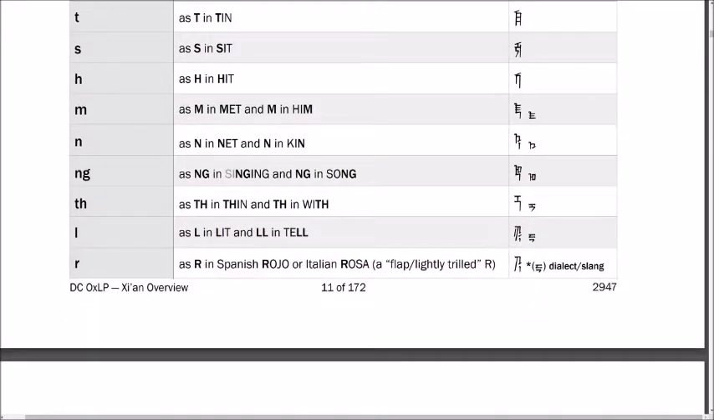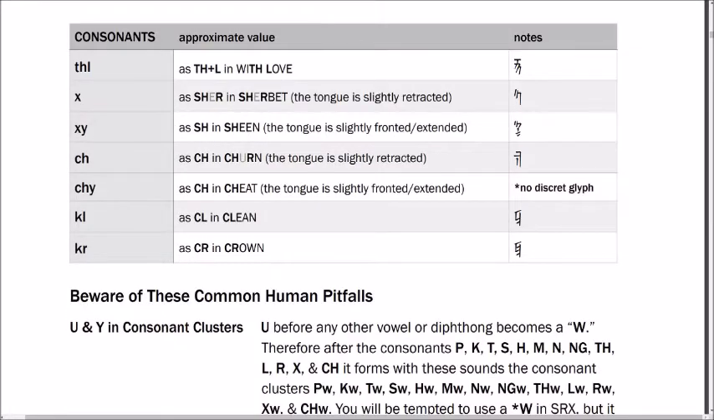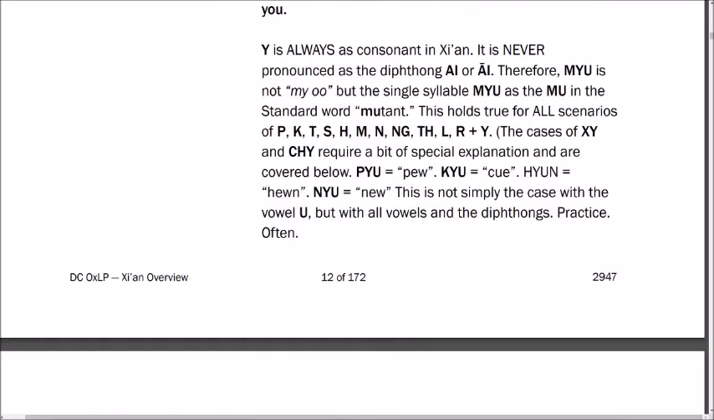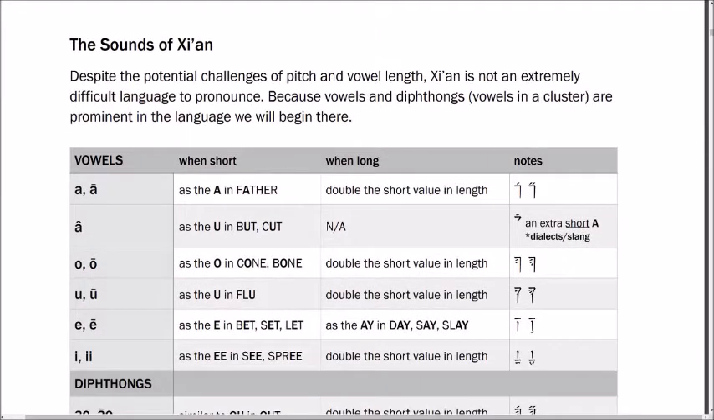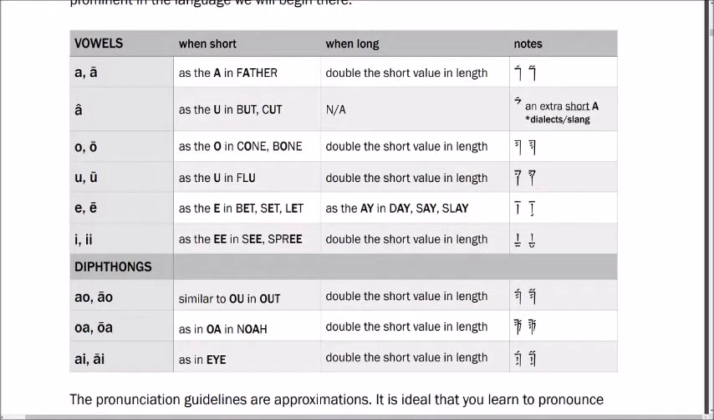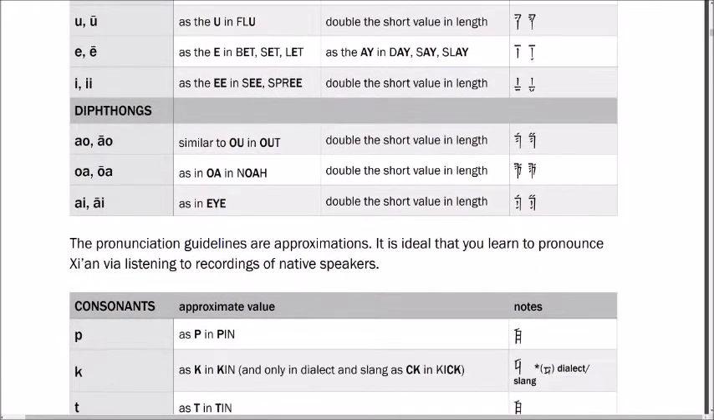DCOXLP, Xi'an Overview 11 of 172-2947. Vowels, when short, when long, notes. A is the A in father, double the short value in length, long A. A is the U in but, cut. A on extra short, A asterisk dialects, slang. O is the O in cone, bone, double the short value in length, long O. U is the U in flu, double the short value in length, long U. E is the E in bet, set, let; E is the I in day, say, slay, long E. I is the E in see, spree, double the short value in length, long I. Diphthongs: OW is similar to the O, U in out, double the short value in length, long A, O. OA is as in oat, double the short value in length, long O, I.